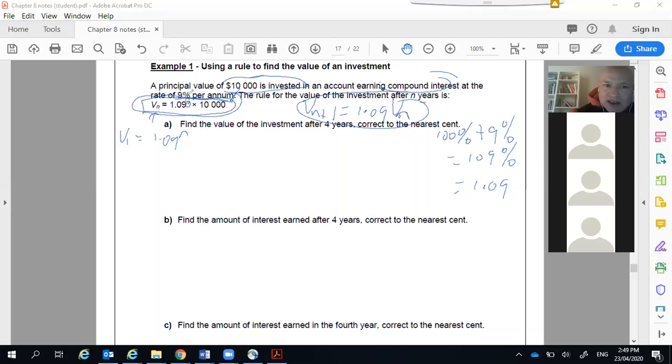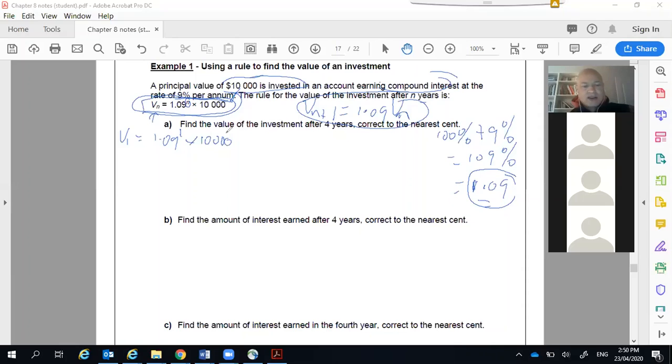And why is the n a power? Because every time, this is what's going to happen to that rule. It's going to increase by 1.09. I'm saying increase because it's bigger than 1. If it was less than 1, I'd be saying a decrease. So let me just erase that power of n. It should be to the power of 1. Of course, you don't need to write to the power of 1 times $10,000.